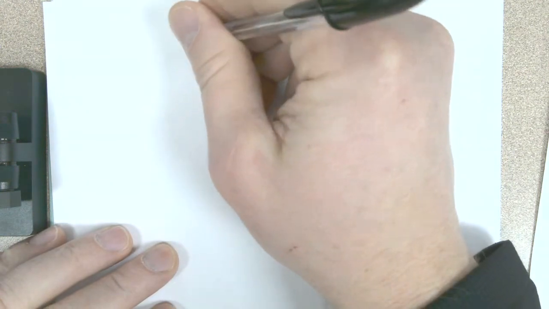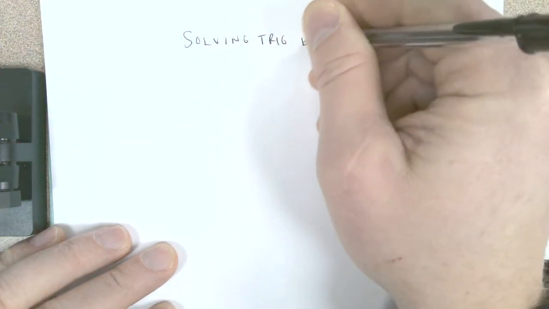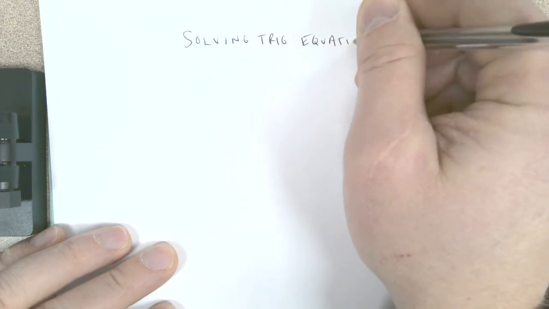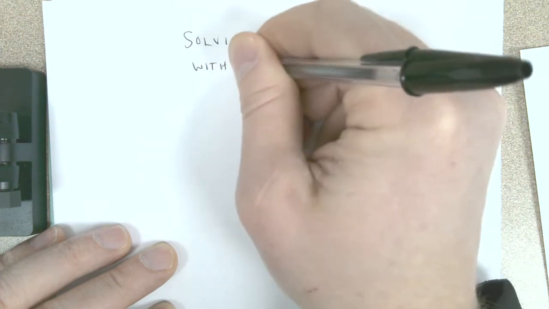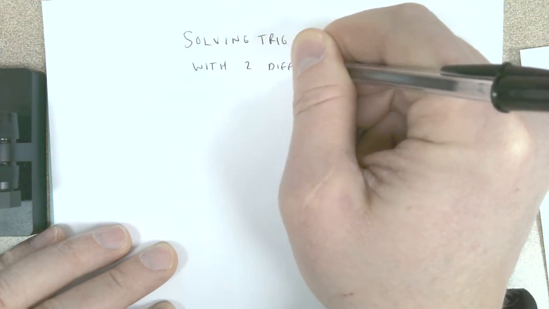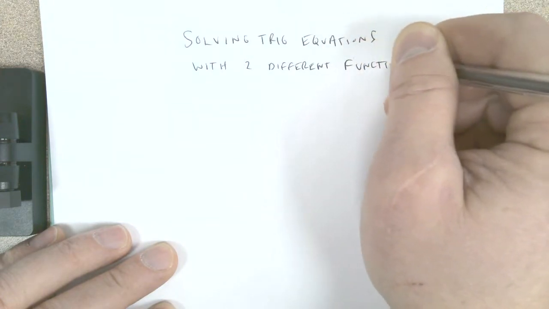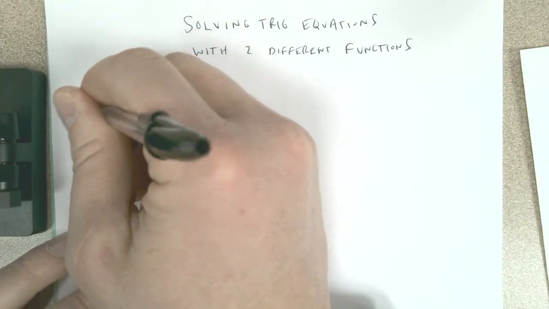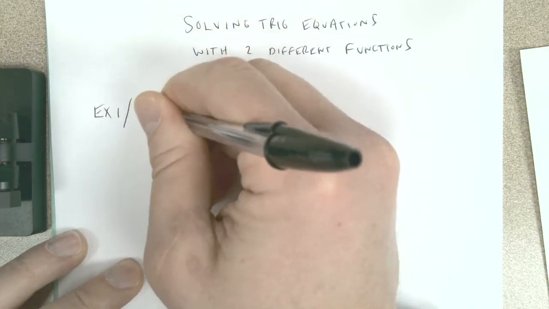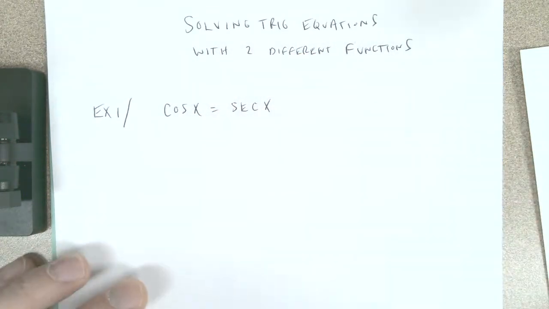Okay, in this lesson, we're going to talk about solving trig equations with two different functions. Okay, so the first one, we've got cosine x equal to secant x.